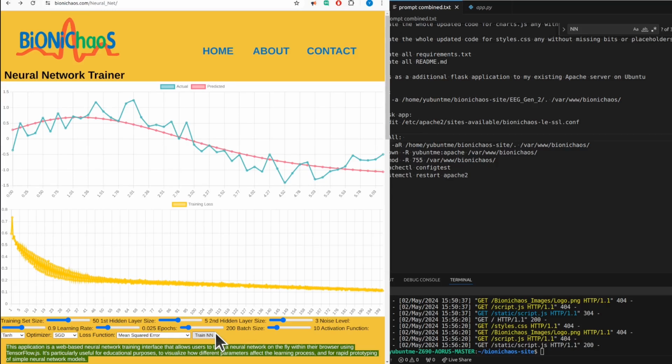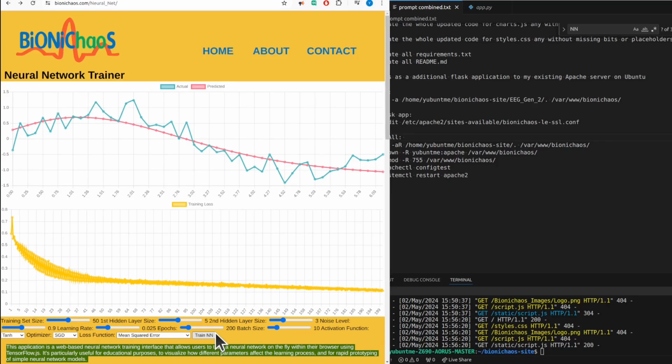Train NN button. When clicked, this button starts the training process with the selected parameters. It's the action trigger for the model to start learning from the data. The two charts display in real time the performance of the neural network. Prediction chart shows the actual data points versus the predictions made by the neural network. Training loss chart illustrates the model's loss over each epoch, providing insight into how well the training process is going. Overall, the application can serve as a didactic tool for understanding neural networks and a practical instrument for researchers and hobbyists interested in experimenting with machine learning without needing to set up a full-fledged environment. Understanding fluctuations in neural network loss during training.